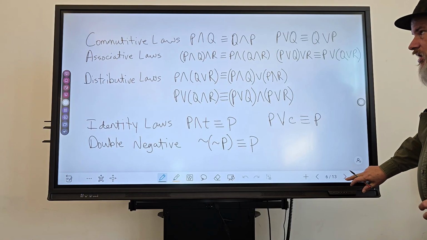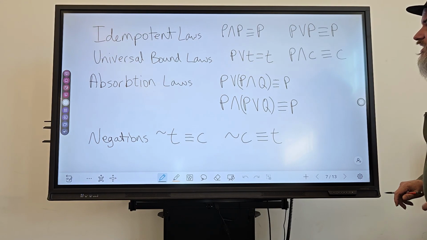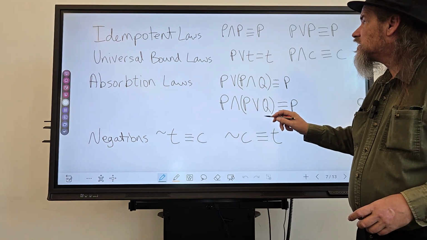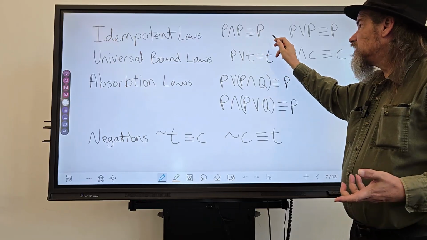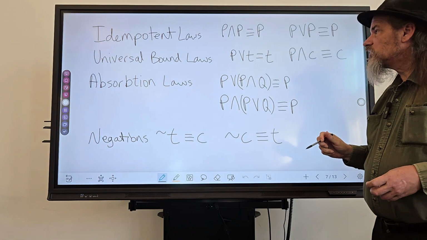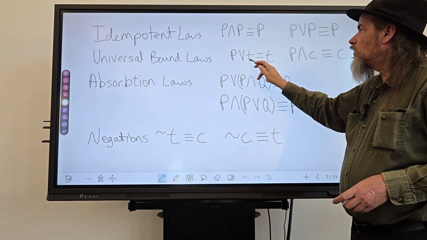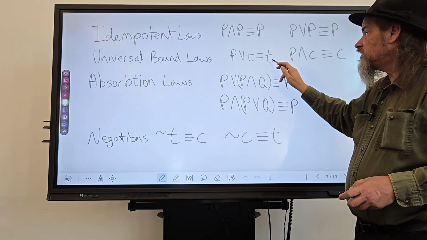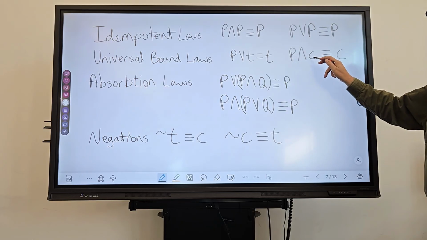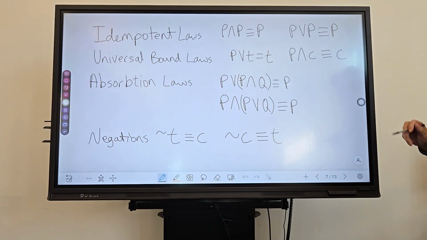A few more equivalence laws. The idempotent laws. P and P is equivalent to P. P or P is equivalent to P. The universal bound laws. P or a tautology is a tautology. P and a contradiction is always a contradiction.